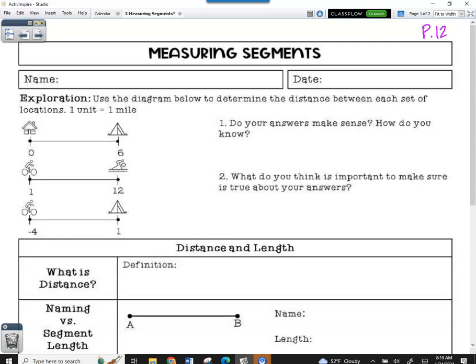Okay, so if you look right here, this picture, it says use the diagram below to determine the distance between each set of locations. 1 unit is 1 mile. This is like, what's it called? The legend on a map. Isn't that what it's called? Man, that's a long time ago. I've not used that vocab word in a while. I think it was called a legend, which lets you know, like, this symbol means a house, or this symbol means a state park, or whatever.